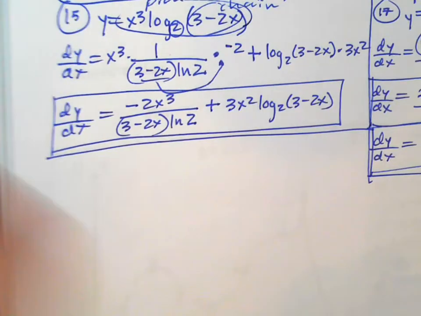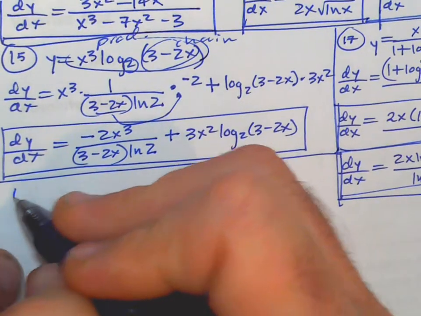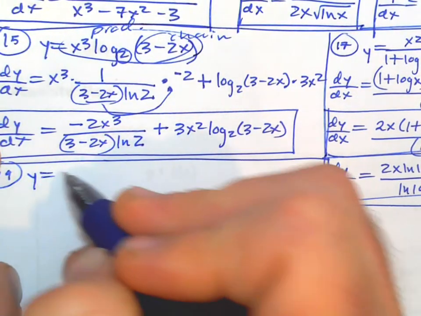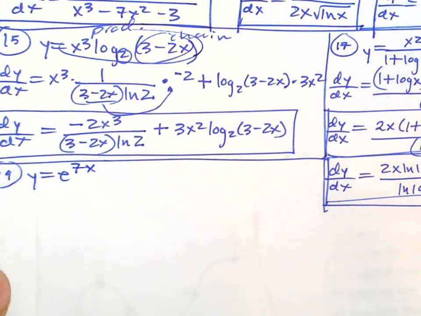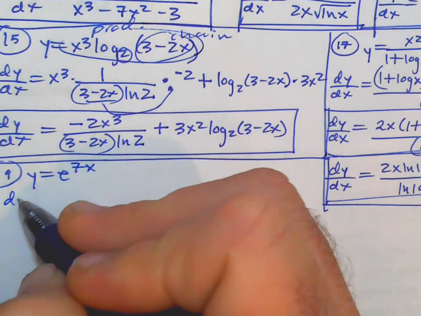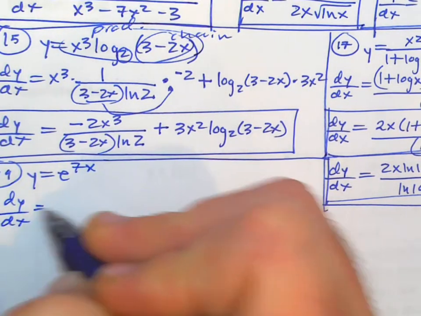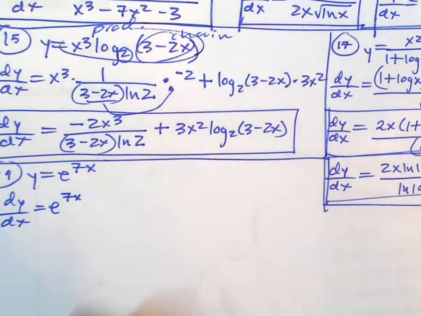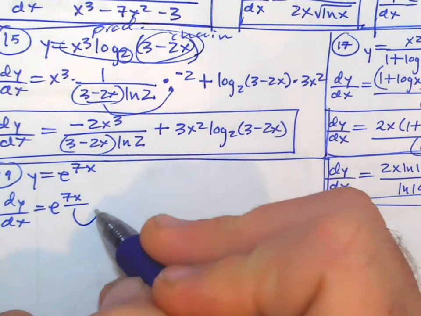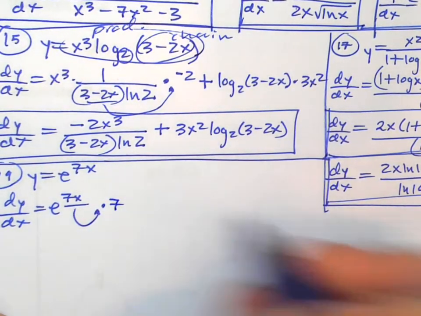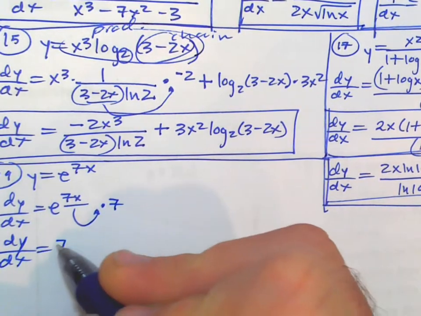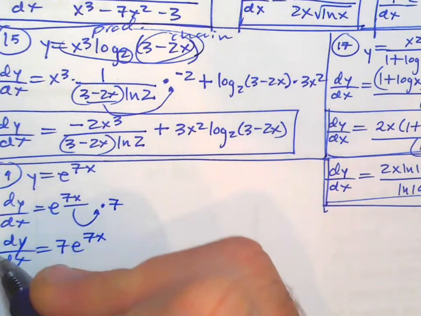Okay, 19. Y equals e to the 7x. So we've done a lot of natural logs. So here's some exponentials. So dy dx equals itself. Do not do a power rule. Do not decrease it by 1. But you do need to do the chain rule, derive what's inside. So dy dx equals 7e to the 7x. Your best final answer.